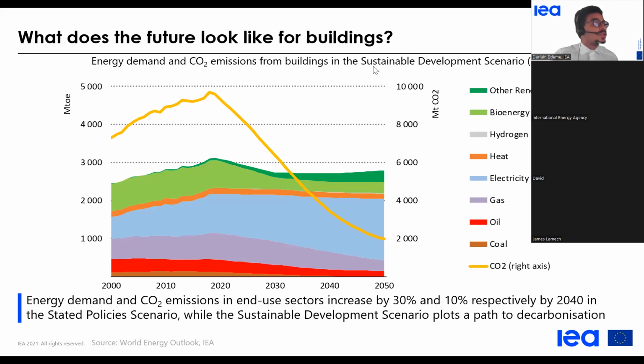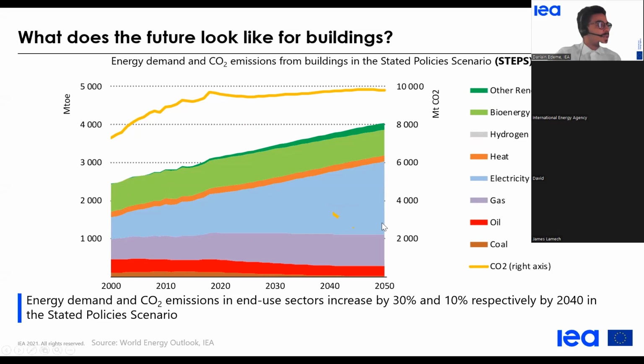The sustainable, my bad, the sustainable development scenario, because in this case we are talking about the whole country. So here you can see how the energy demand and also the CO2 emissions in the end use sectors are decreasing. This is because in the sustainable development scenario, the model goes through a path to decarbonization. On the other hand, let me go back to the previous slide.